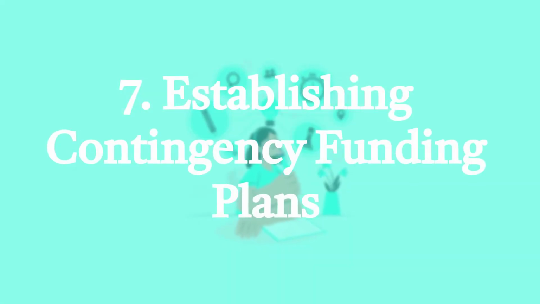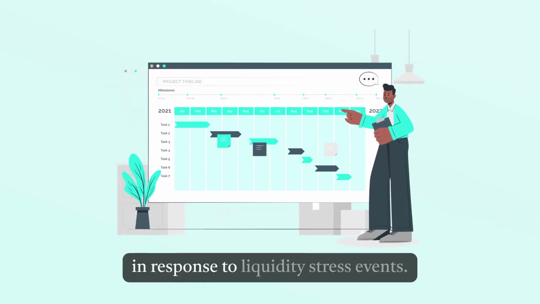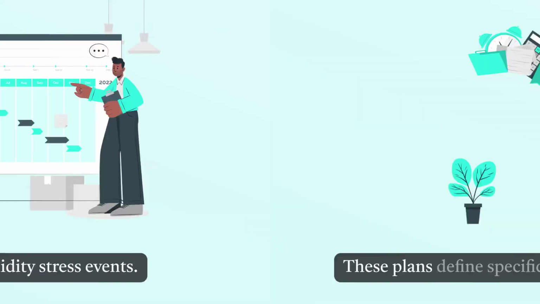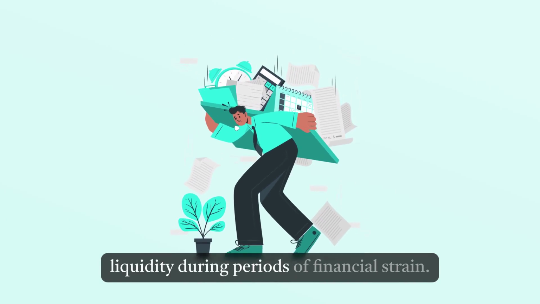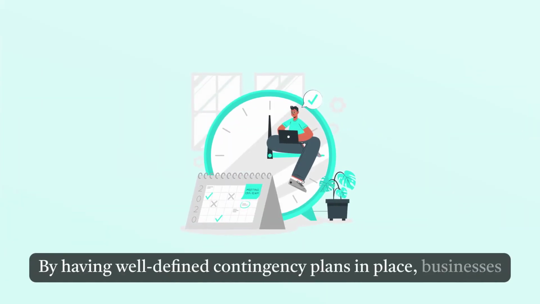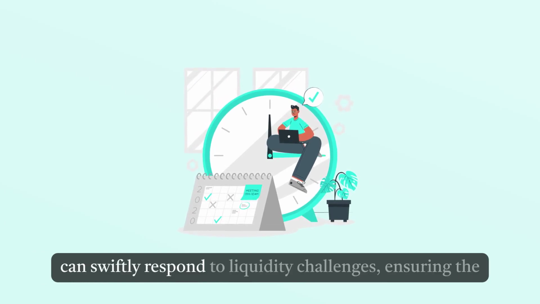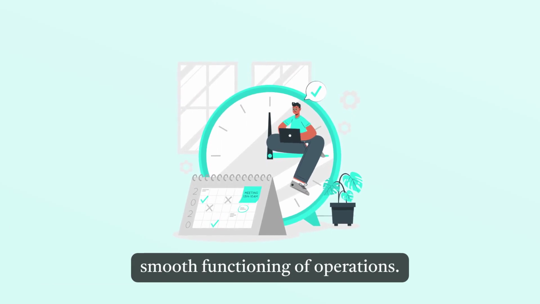7. Establishing contingency funding plans. Contingency funding plans outline actions to be taken in response to liquidity stress events. These plans define specific steps to access additional liquidity during periods of financial strain. By having well-defined contingency plans in place, businesses can swiftly respond to liquidity challenges, ensuring the smooth functioning of operations.